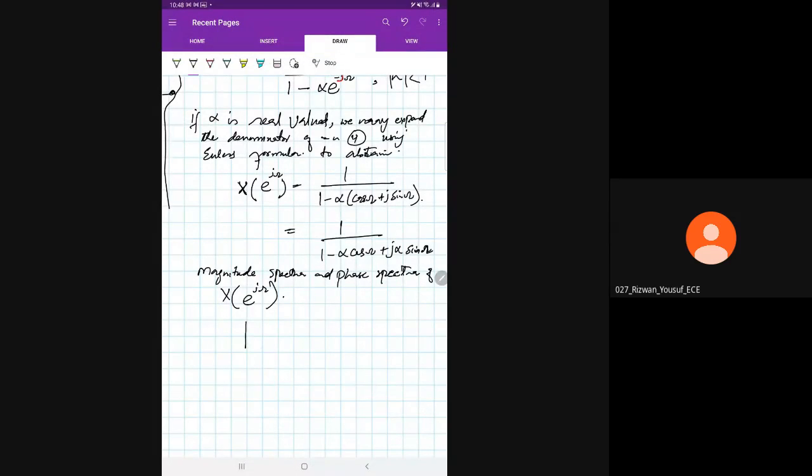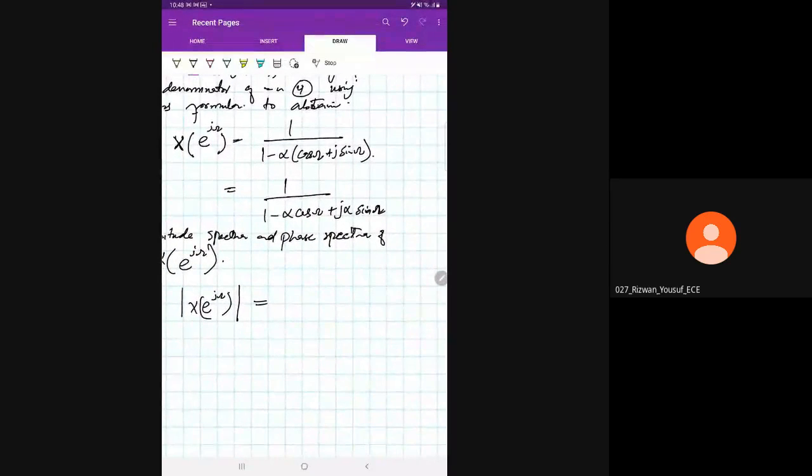So how can we find out the magnitude spectra? Magnitude means magnitude of X of e raised power j omega. So magnitude, this will give me the magnitude spectra. Okay. Now see, we have a number that is like this. You have a real number and an imaginary number. See, this is x plus j y, या a plus j b. तो अगर इसका magnitude निकालना होगा, how will we find magnitude?